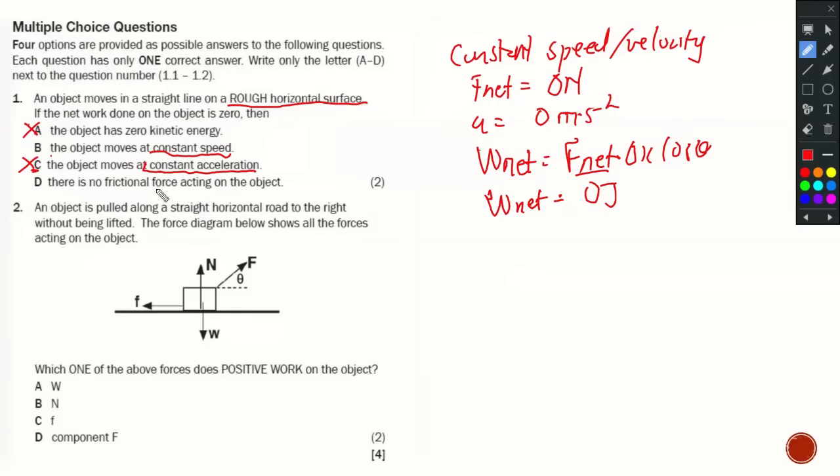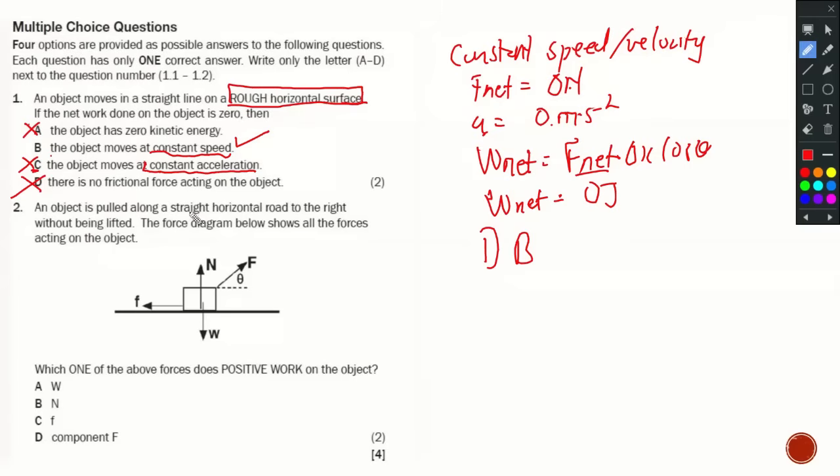Then there is no frictional force. Very, very wrong because they said rough horizontal surface. So we cannot have a rough horizontal surface and yet there is no frictional force. Very incorrect, right? So the correct option would have to be B, as we have noted there. If our F net is 0 newtons, acceleration is 0 meters per second squared, and W net is 0 joules, right? So that is correct. So we're going to say 1B. And then let's go to question number 2.